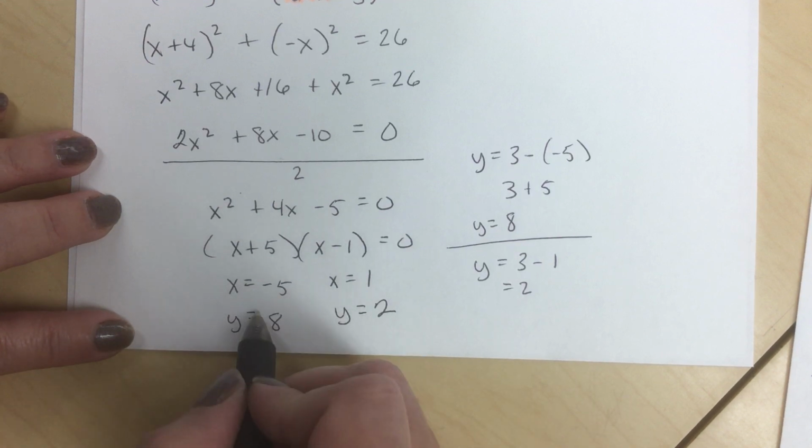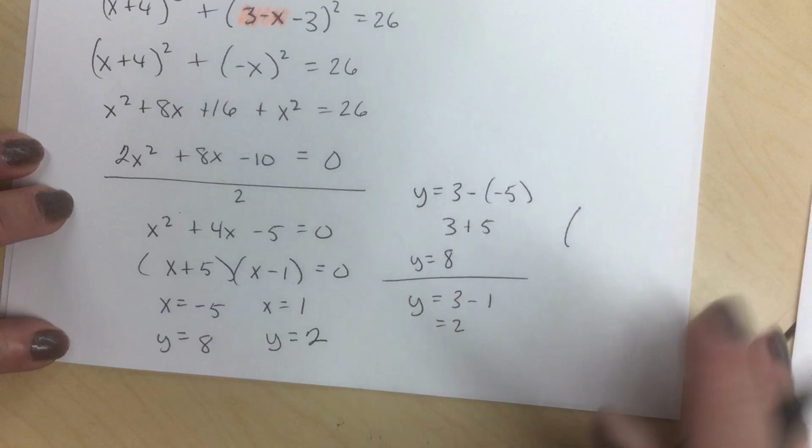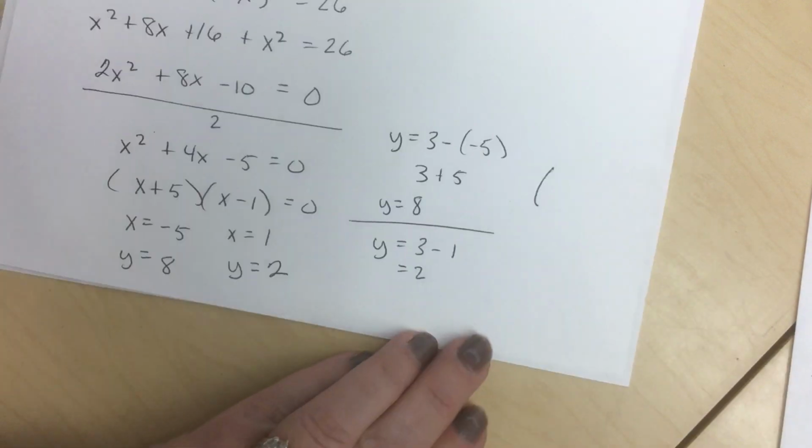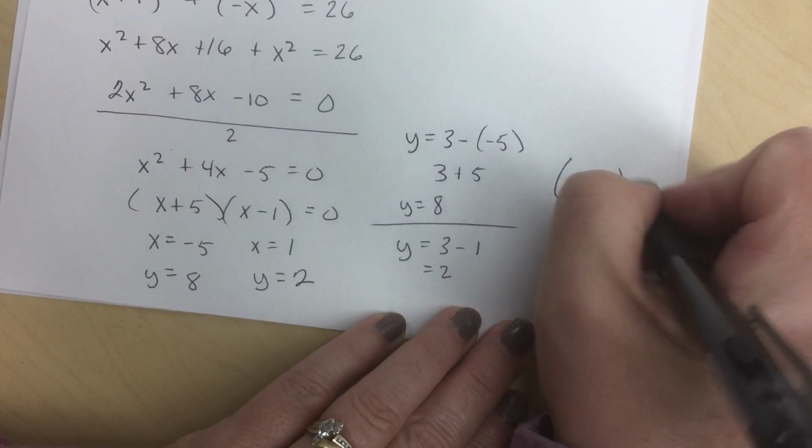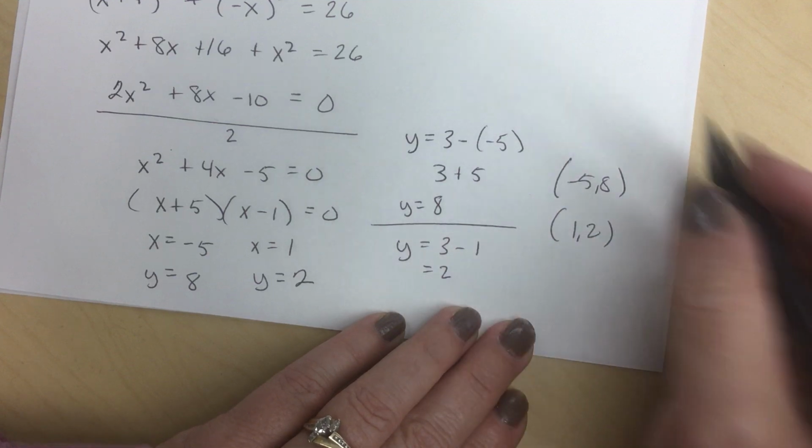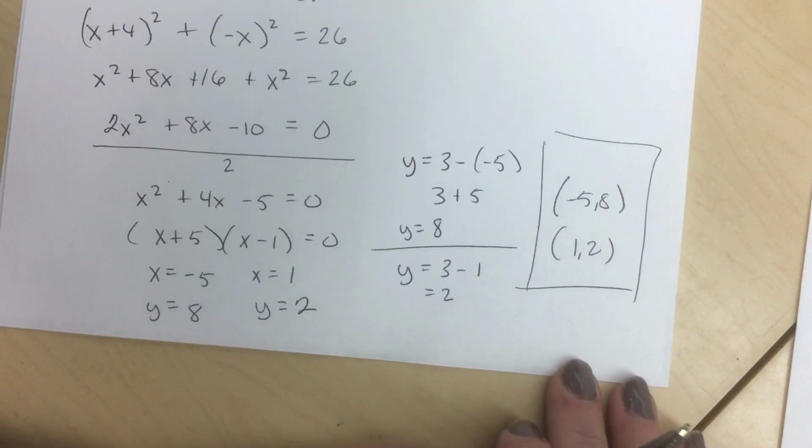That means this is an ordered pair. So I have a solution at -5, 8, and a solution at 1, 2. That is where those two circles will cross.